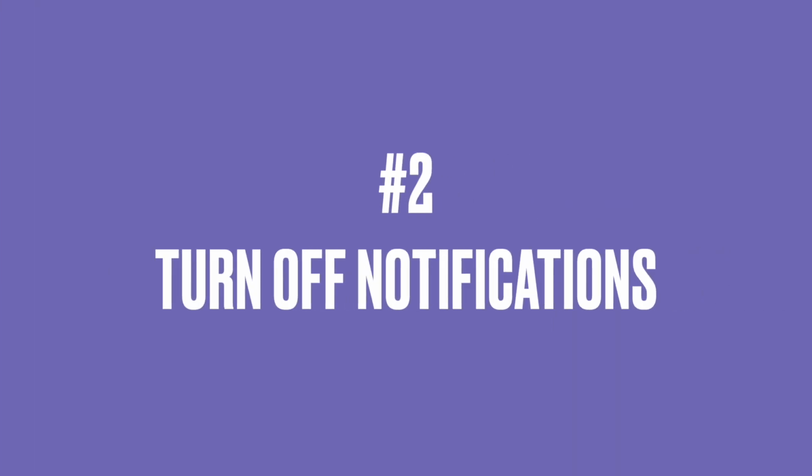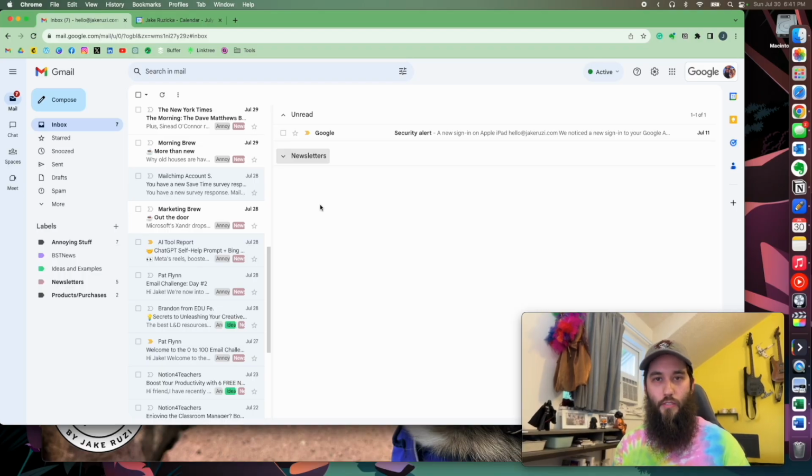Number 2 is we are going to turn off notifications. You don't need them. Email is not a thing that you need to be updated on the second a new email comes into your inbox. Email is not instant messaging, and anybody who wants a quick reply from an email is using it wrong. If right now you have notifications set up on Gmail, I'm going to show you how to turn them off.